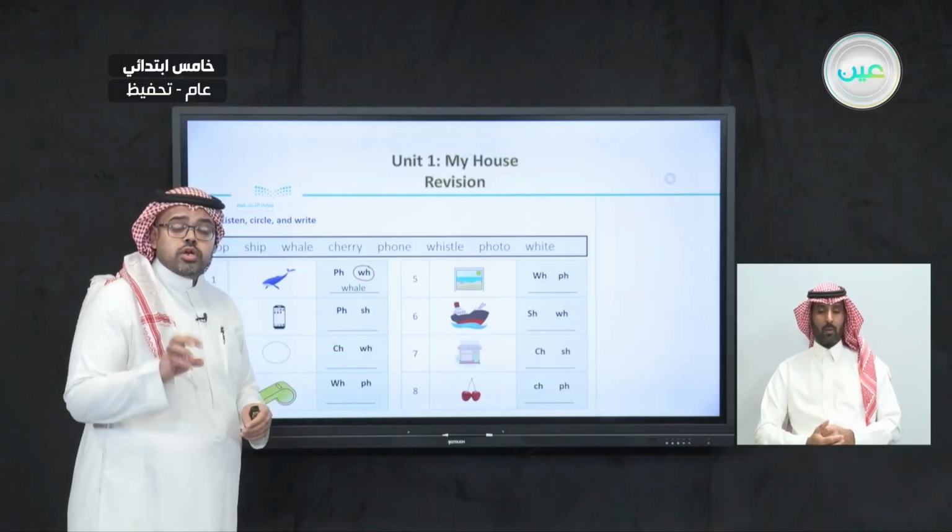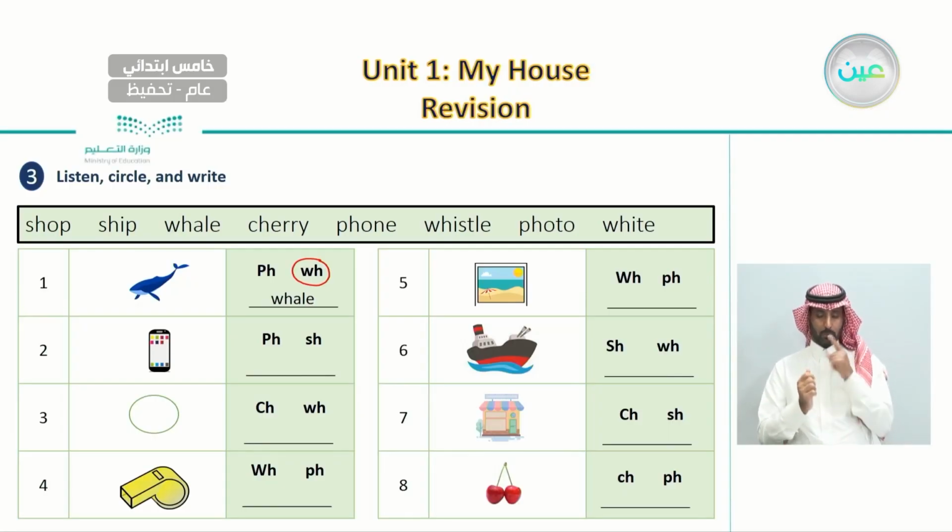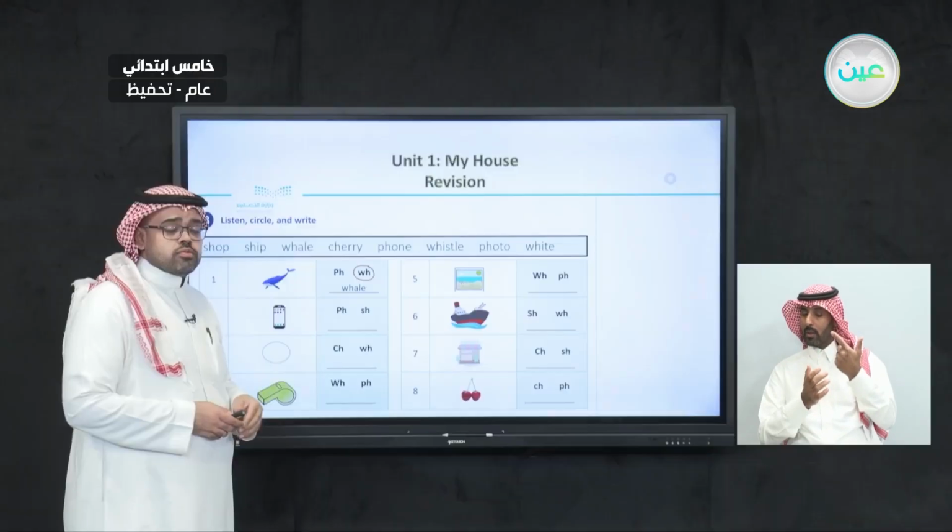Whale. So we're going to do the same. We're going to read the other words, and once we write these words, then we're going to circle the letters that these words start with. So let's start with number 2. Have a look at this picture. From this list, tell me, what do we call this one?